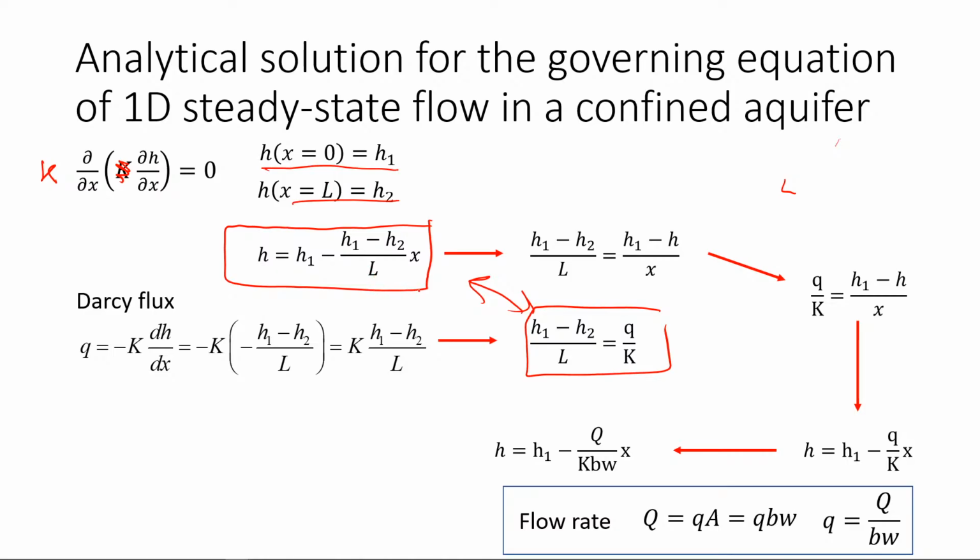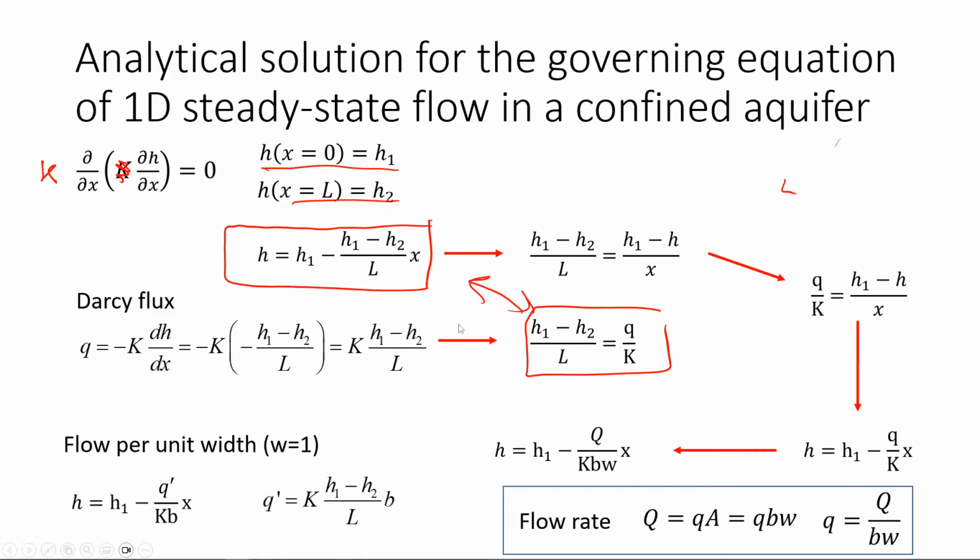This form is basically equivalent to, it's another way of writing Darcy's law. And one thing I can also show you: remember Q is A, the aquifer thickness times W. Sometimes we just use flow per unit width.